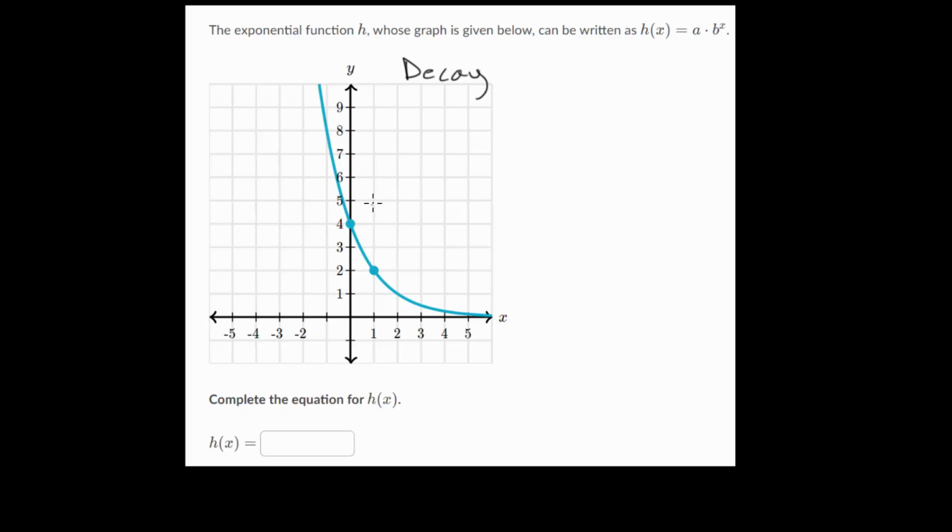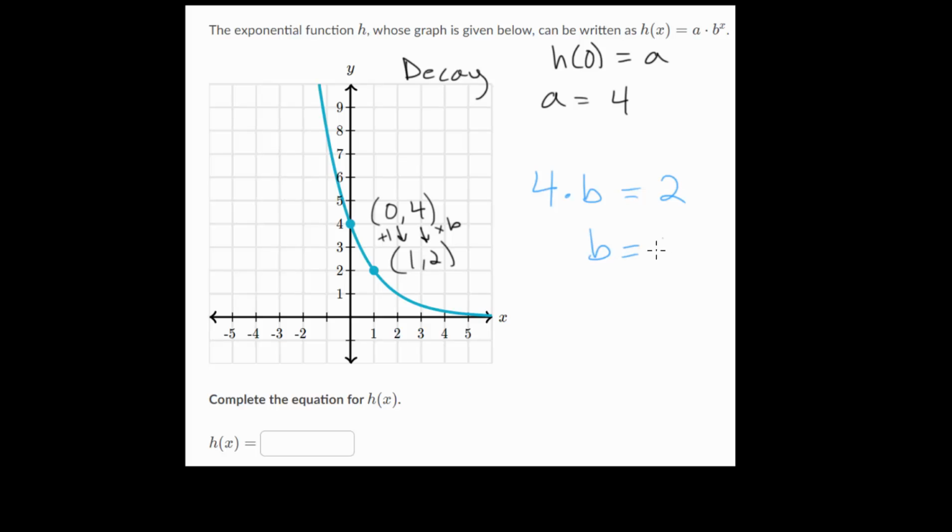Let's denote what these points are. This has an x value of 0 and a y value of 4. So we know our a value. If we plug in 0 to our function h, b to the 0 is just 1, so you just get back a. And a, in this case, would be 4, since that's the y value when x is 0. Now this next point is at (1, 2). Remember that our base is the number we multiply by to go from one whole number value of x to the next. So when we increase x by 1, we are multiplying by our base b. We went from 4 and multiplied that by b to get to 2. Solving for b, we get 2/4, which is a half, which matches what we expected because we did expect a fraction here.